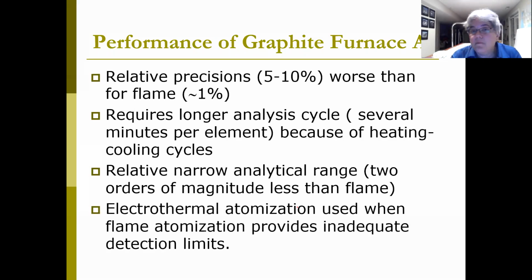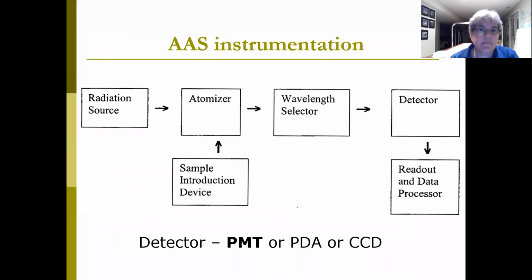Okay, oh, and this isn't on the list, but also the graphite furnace is much more expensive. It's more expensive to buy, and it's more expensive to operate. So it's a much more expensive method. So when would we use graphite furnace? Usually only if the flame doesn't give you what you need. You know, if the detection limits for what you need are not okay with the flame, then maybe you would use graphite furnace. Okay, but this is much less common than flame.